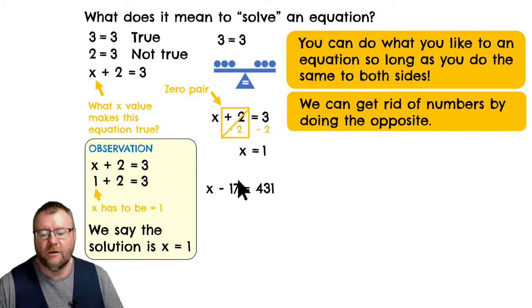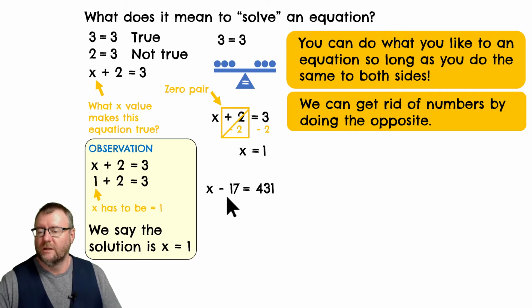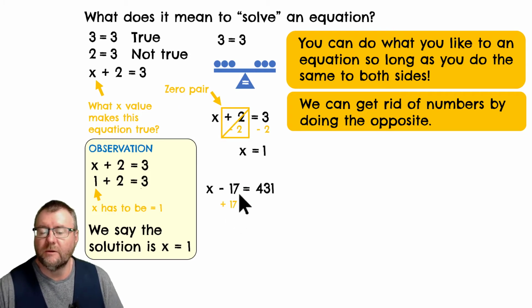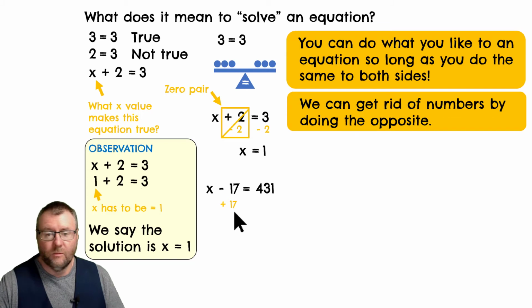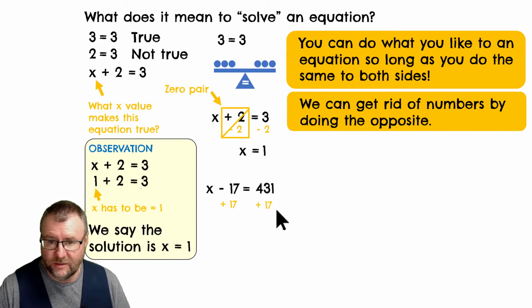I want to get rid of this minus 17 because I want the x on its own. So what's the opposite of minus 17? Well, it's plus 17. So I'm going to get rid of it by doing the opposite. Whatever I do to one side, I have to do to the other.